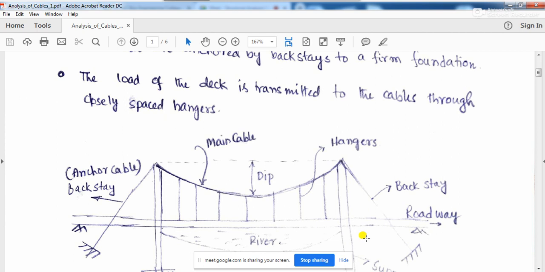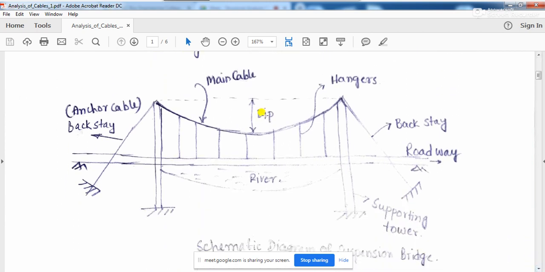Okay, now you see, this is basically called the dip of the cable. So what is the dip of the cable? We'll discuss later what the profile of the cable will be. But if it is a cable like this, then from the top point of the towers to the bottom point of the cable, the depth is called the dip of the cable.